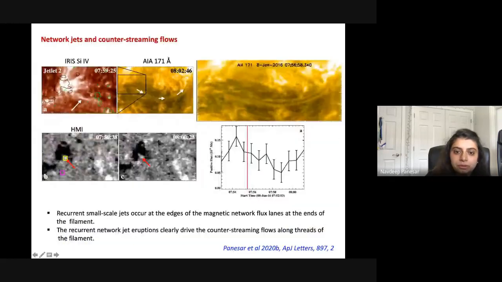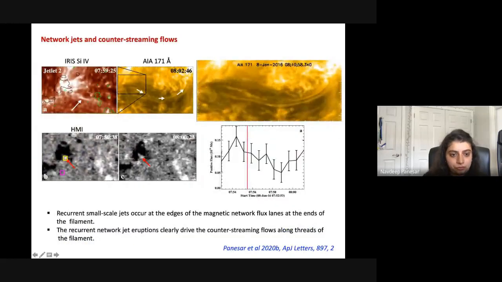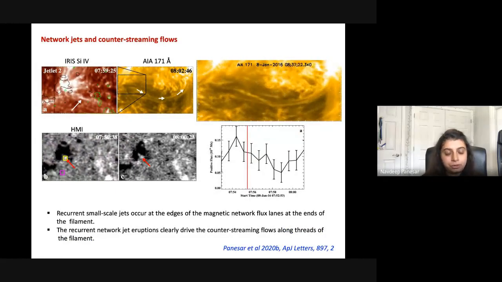These jetlets are rooted at the edge of magnetic network flux clumps, like the other jetlets that I showed you. And these jetlets are also triggered by visible flux cancellation. So these observations show that multiple jetlets at both ends of the filament drive the counterstreaming flows in the solar filament for about 2 hours.